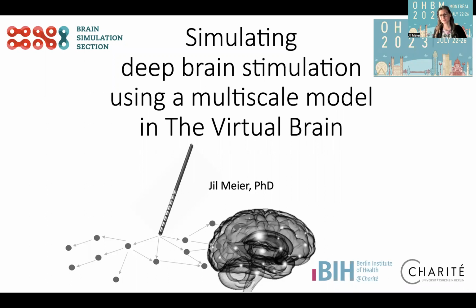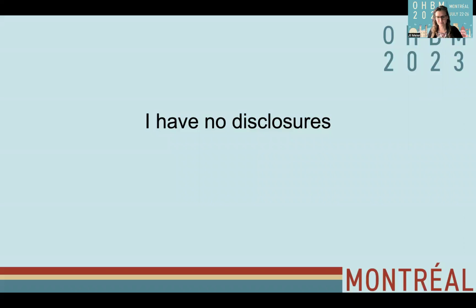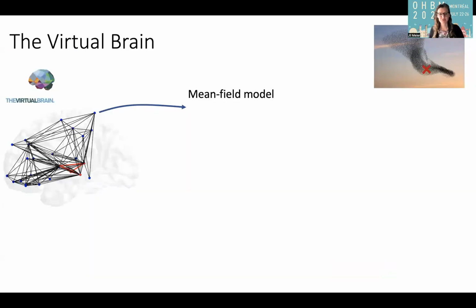And to make it even more complex, in this first talk of this session, I'd like to introduce not only whole brain modeling, but combine it with spiking network modeling in a so-called multiscale model. But first, let's see what it is about. I have no disclosures.